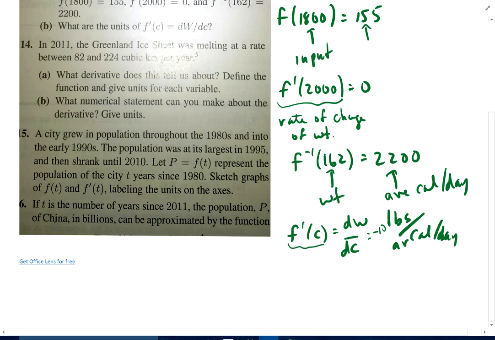If this was negative 10, then that'd tell me, hey, if your average calories per day goes up by or down by 1, you're going to lose 10 pounds per day. Okay, does that make sense?